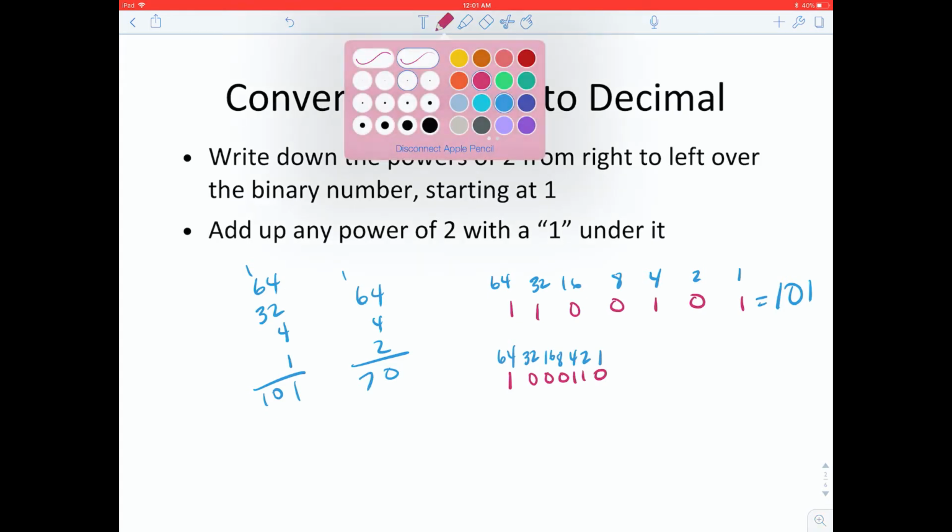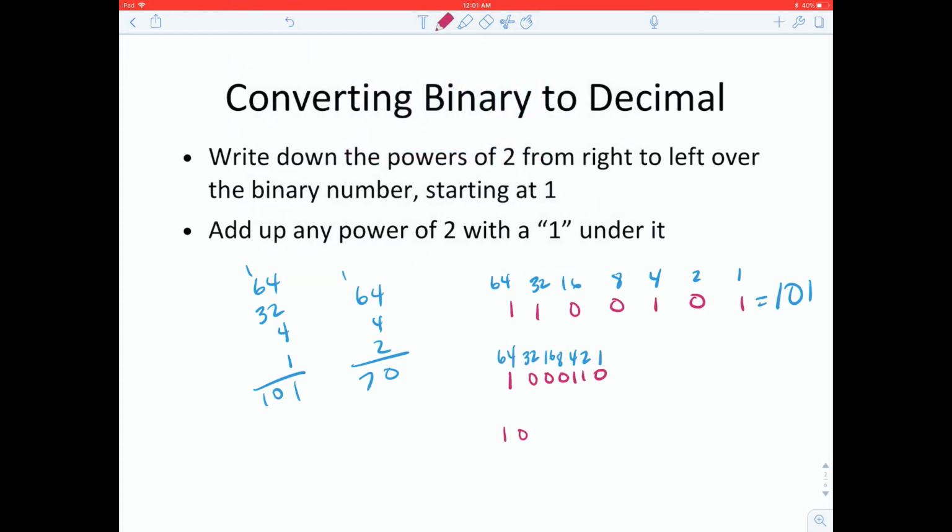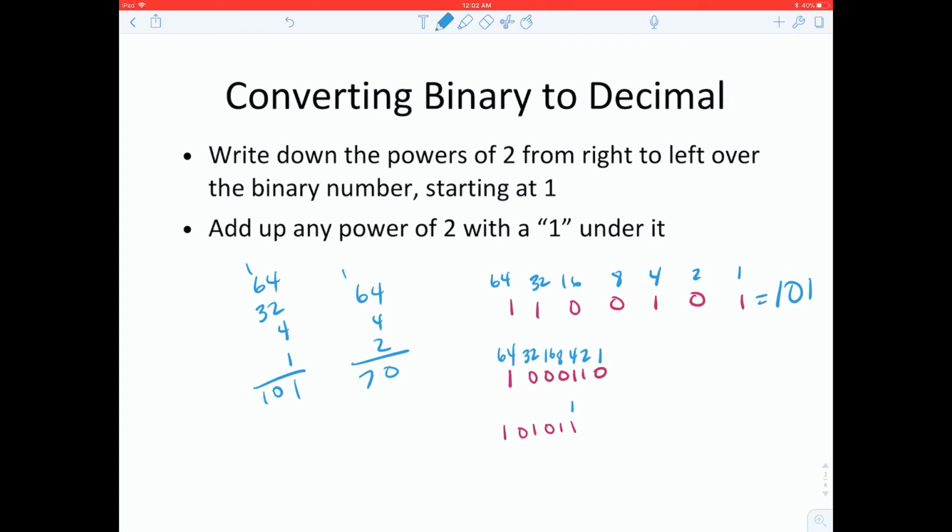Should we try one more? This time try it on your own. Okay. So I'm going to start by writing the powers of 2 from right to left. I start at 1 and I just keep doubling. This time I only go as big as 32. So I'm going to take 32 plus 8 plus 2 plus 1. It gives me 43. So that gives me a decimal number of 43, and the prior example was a decimal number of 70.